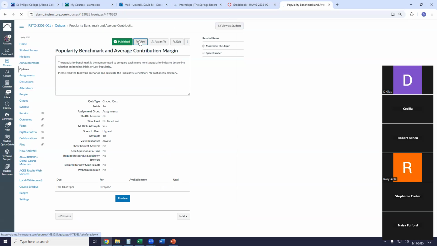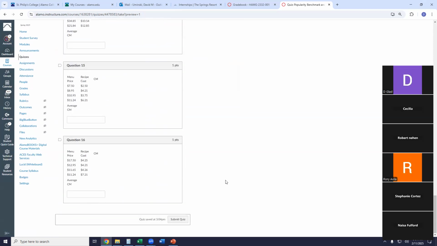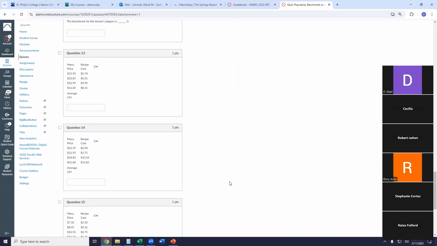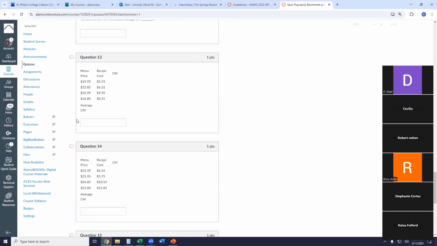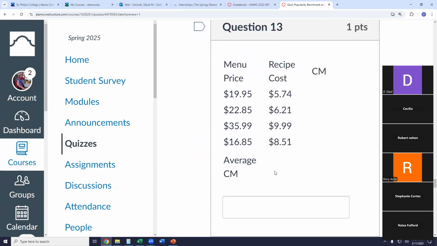Popularity benchmark, average contribution margin. This is a practice assignment for you to get comfortable with finding that popularity benchmark and finding your average contribution margin. Okay, so it's 12 questions. The last 4 questions are contribution margin questions. So let's do it together. We're going to do question 12 or 13 together.